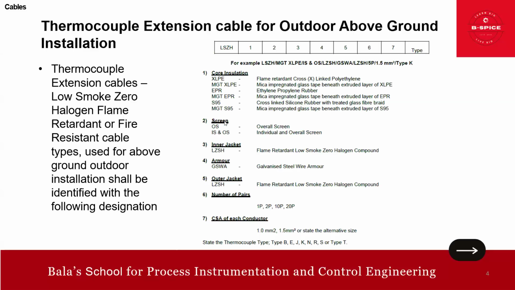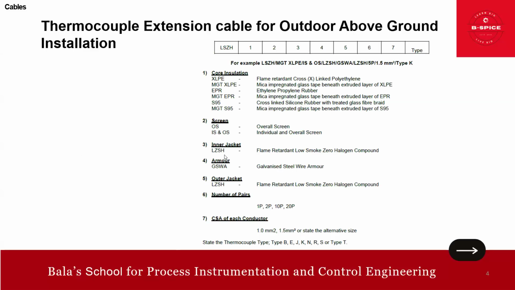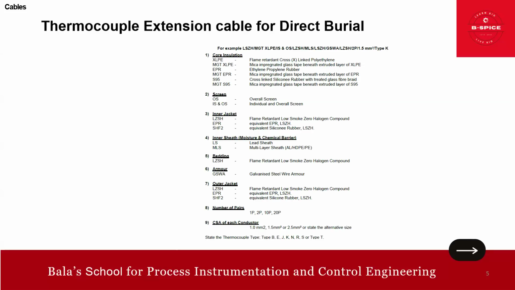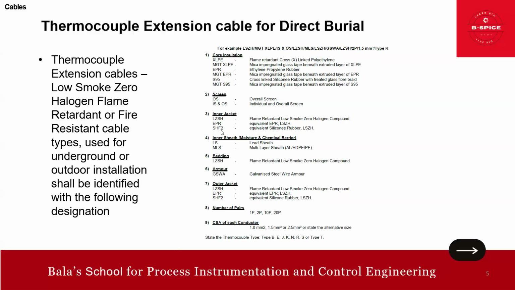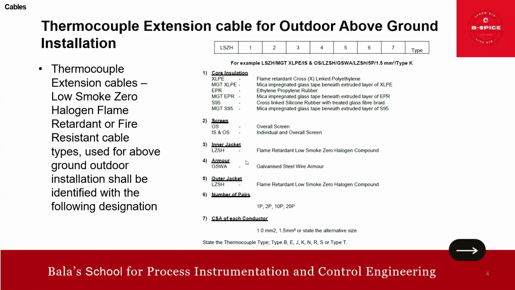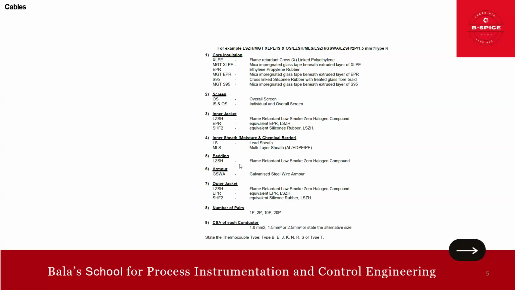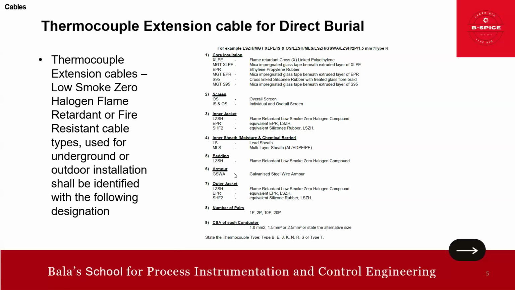If you see the previous one, we had only one type. But here, because of burial, you have other options also: LZSH, then EPR, SF, H2. Then the inner sheath is also the same, actually: lead sheath and multi-layer sheath. Bedding is there. One point you remember: in this outdoor burial cable, you would want to have a bedding. Here we have a bedding and armor the same.